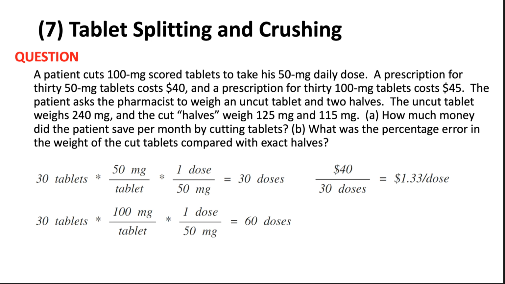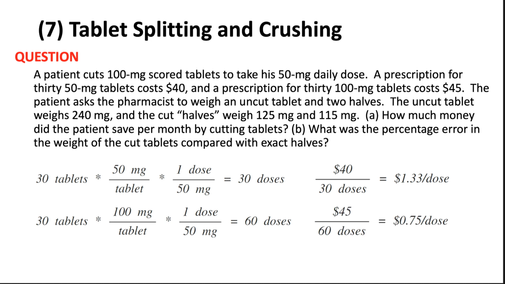So what's different here is we start with our 30 tablets again, but now we're going to multiply by the fact that there's 100 milligrams per tablet. So 30 times 100 milligrams per tablet would give us essentially 3,000 milligrams. Now we're still going to multiply by the fact that our dose is still only 50 milligrams. So for every one dose, we need 50 milligrams. So now our 3,000 milligrams divided by 50 milligrams means we're getting 60 doses from this prescription of 30 100 milligram tablets.